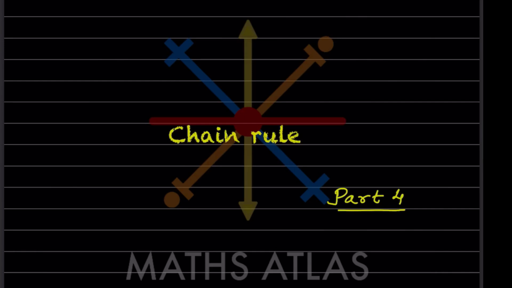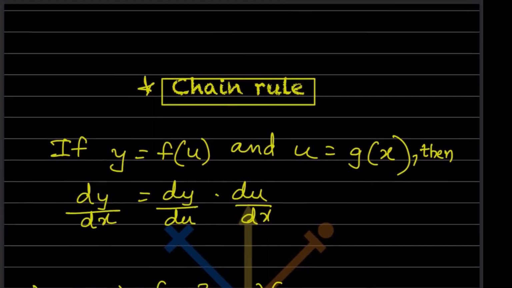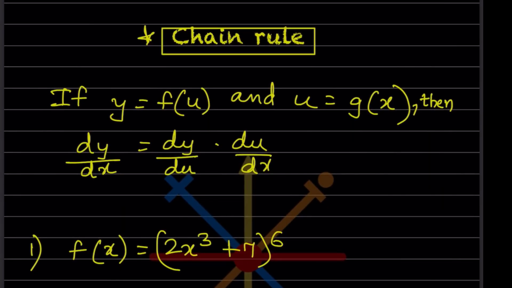So today we are going to see part 4, that is the chain rule from the calculus part. We will see only a few examples on this one, and it's a small one. Here, if y is equal to f of u, and u is g of x, then this is the rule: dy by dx is dy by du multiplied by du by dx. This is the chain rule.